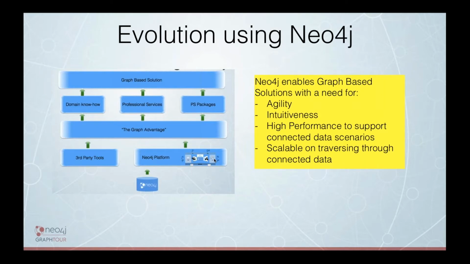What you will get, and what the result will look like, is basically a Neo4j-enabled graph-based solution, which will provide you with agility. The solution will be able to act on constantly changing requirements, since the base technology enables agile development approaches and intuitiveness, so that everybody in your organization can understand how the solution is composed and can verify, fine-tune, and give input for additional functionality as needed. And it will also provide high performance to support connected data scenarios, with scalability on traversing through connected data, rather than building ad hoc SQL queries with static data models on static data.